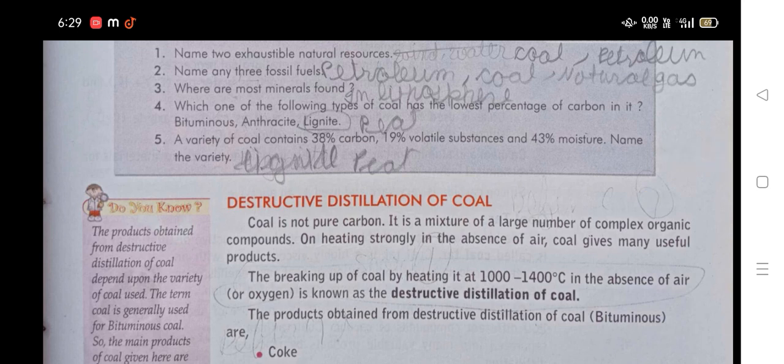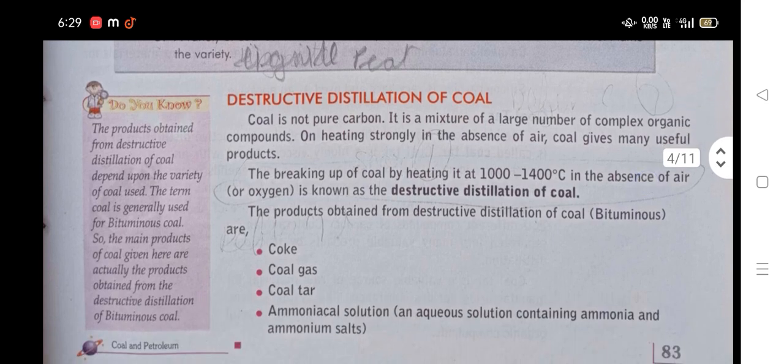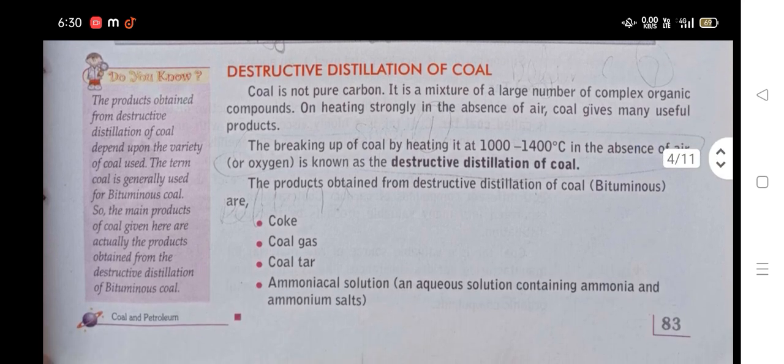Now, destructive distillation of coal. Coal is not pure carbon, it is a mixture of a large number of complex organic compounds. On heating strongly in the absence of air, coal gives many useful products. The breaking up of coal by heating it at 1000 to 1400 degrees Celsius in the absence of air or oxygen is known as the destructive distillation of coal.